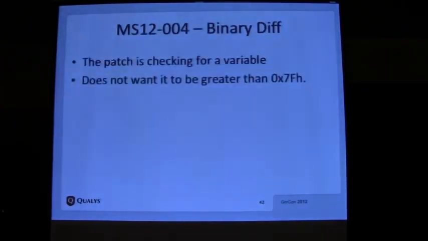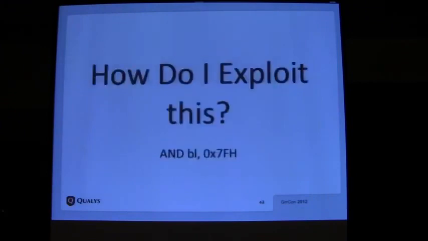So what was the change? The patch is checking for a variable. It does not want this value to be greater than 7FH. So how do you exploit this vulnerability? That's right. So we know that there is this one variable which the patch is trying to check, and it is setting a limit to it. So if you want to exploit this vulnerability, just pass a value that is greater than this limit, right?